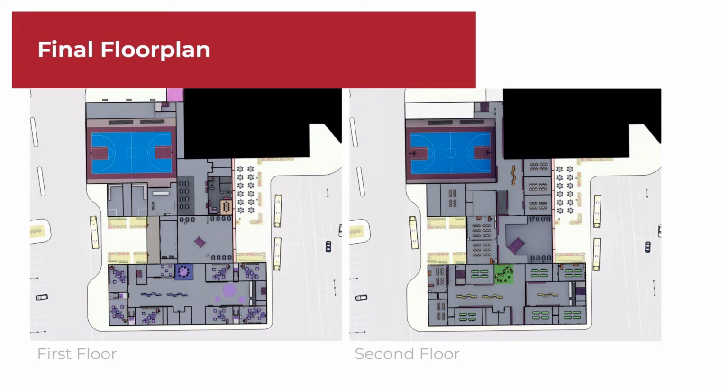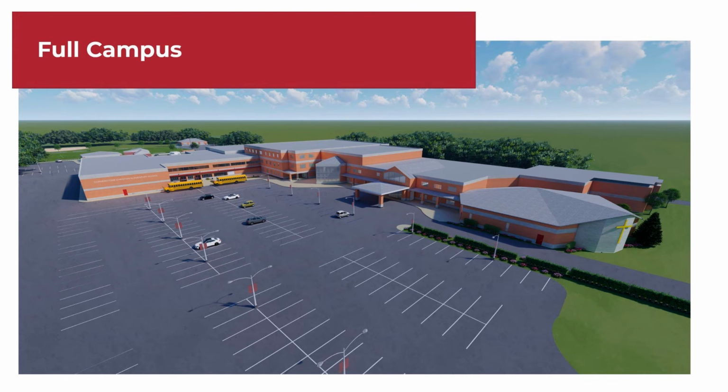Here's a quick view of the floor plan that we're going to explore further in the coming renders, but just give you a quick taste of what the first and second floor are going to look like. And now we'll start a rendered walkthrough. So we'll start here with the full campus, and we're going to be zooming in to where those two buses are for what early morning drop-off will look like.